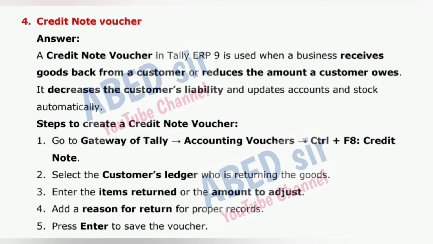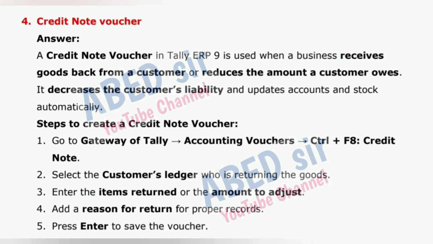Credit note voucher. Answer. A credit note voucher in Tally ERP 9 is used when a business receives goods back from a customer or reduces the amount a customer owes. It decreases the customer's liability and updates accounts and stock automatically. Steps to create a credit note voucher.